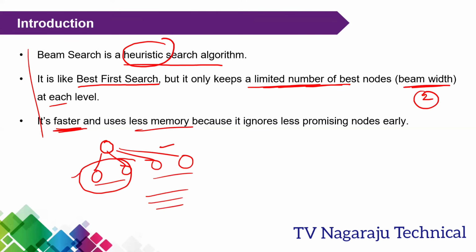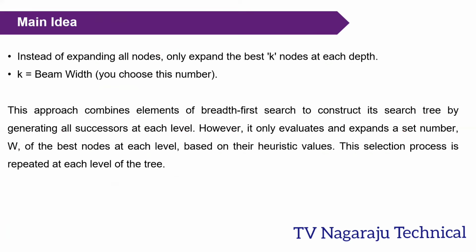Now, what is the main idea? As we just discussed, instead of expanding all the nodes, we expand only the best k nodes at each depth. Here, k means the beam width. You need to choose the value of k. Suppose I assume k is equal to 3, then at each level I am expanding only 3 nodes. If k is equal to 4, you are expanding only 4 nodes.